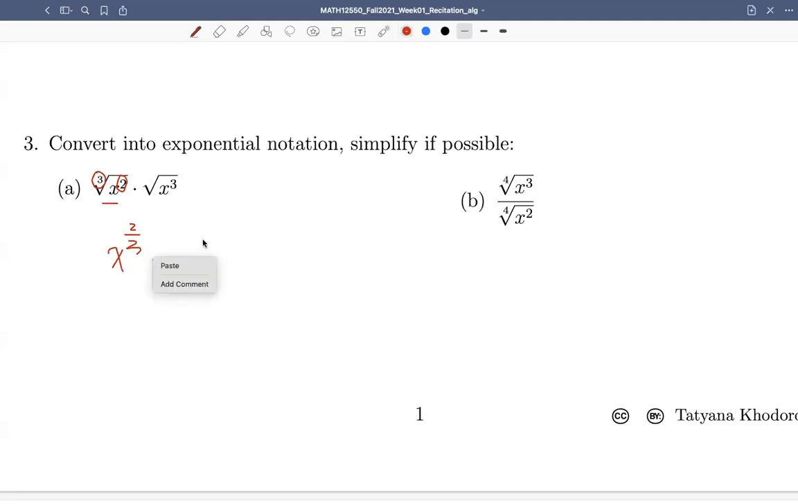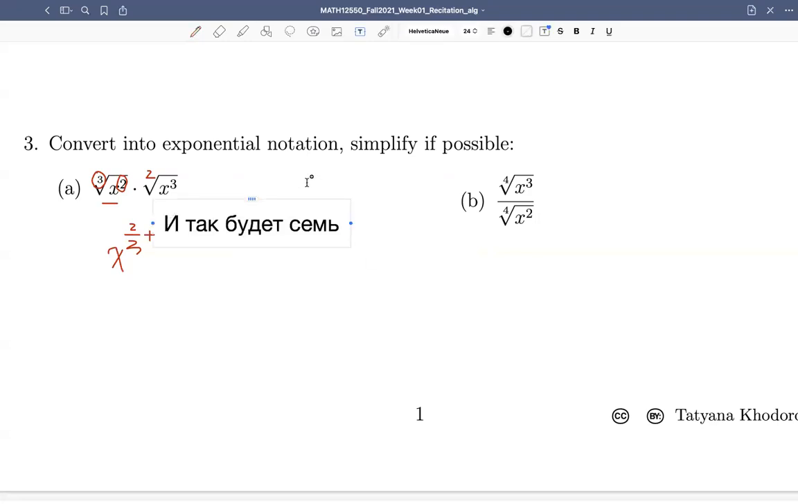And multiplying, we know when we multiply the same base, we add the exponents. So the second one we write as x raised to 3/2, because the index is 2. By default, this index is 2. So plus 3/2. I don't know what happened with this. Oh my goodness, it's so difficult for me to write it.